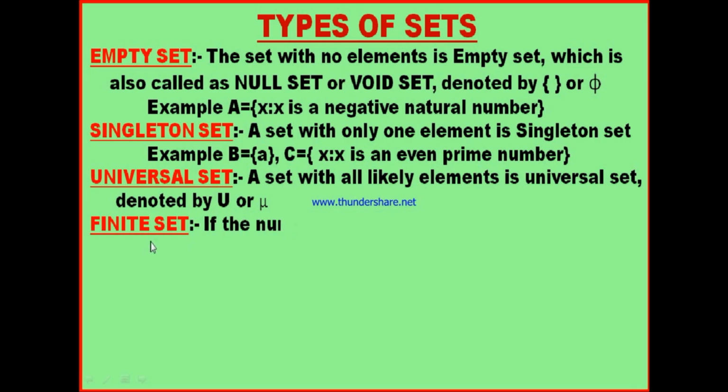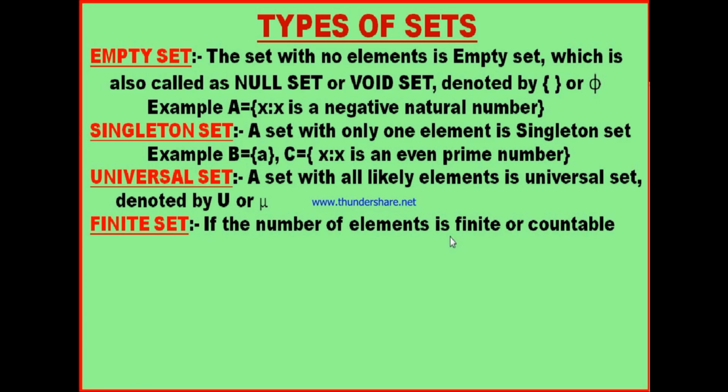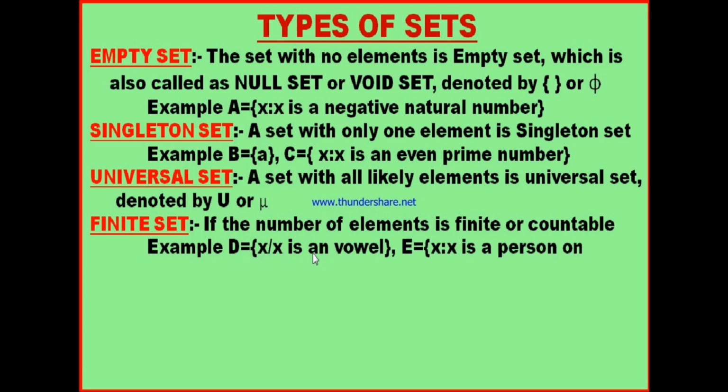The next is finite set. If the number of elements in any set is finite or countable, such a set is called a finite set. For example, D is equal to the set of x such that x is a vowel. Now what are the vowels? A, E, I, O, U. There are 5 vowels in the English alphabet. You can count the number of vowels. Therefore it is a finite set.